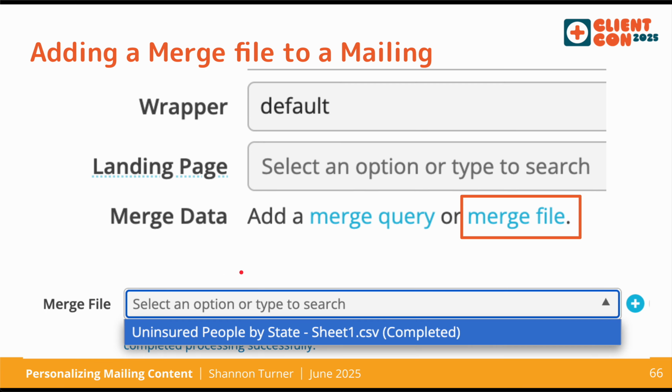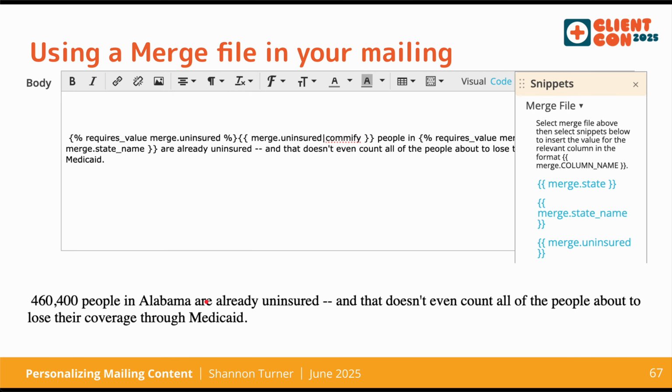Now that we've loaded our merge file and everything looks good, let's add it to our mailing. On the compose screen of the mailing, if you click on merge file in the basics section, then you can choose your merge file. Now that I've attached my merge file to my mailing, I can use the snippets from the snippets menu. The snippet names will be merge and then a dot, and then the column name from your spreadsheet. And in this example, I added the comma-fi filter, and this will add a comma in the thousands place on the uninsured number.